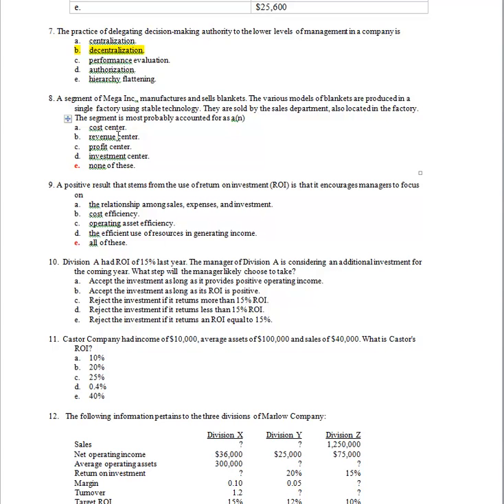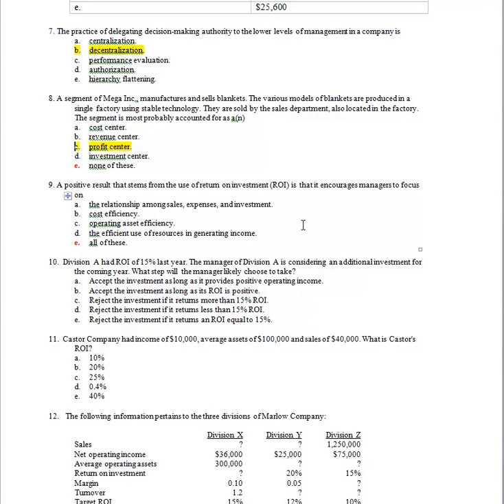B is a revenue center. A revenue center would be one in which you only have sales. Well, we don't. We have expenses because we're manufacturing. Now, a profit center is one in which you have revenues and expenses, and that's what we have here. We manufacture the blanket, that means expenses, and then we sell the blanket, which equals revenue. So this segment of the company is a profit center.